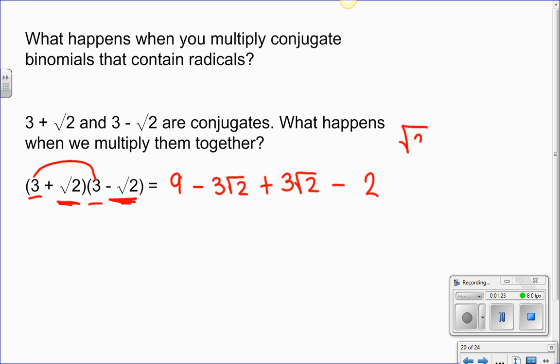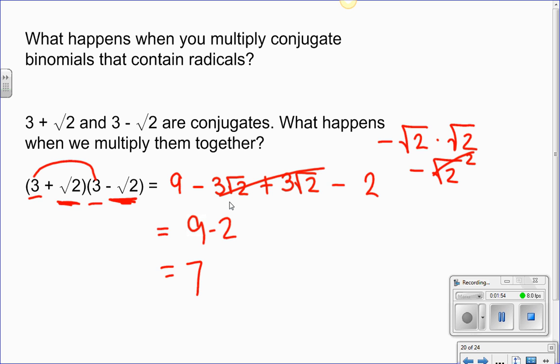Remember, if we have the square root of 2 times the square root of 2, and one of them is negative, this is the same as a negative outside, and then the square root of 2 squared, and that's just going to cancel our square root. So we've got negative 2. When we simplify that, anything with a radical, so the positive 3 square roots of 2 and the negative 3 square roots of 2, are going to cancel, and we'll be left with 9 minus 2, or 7.